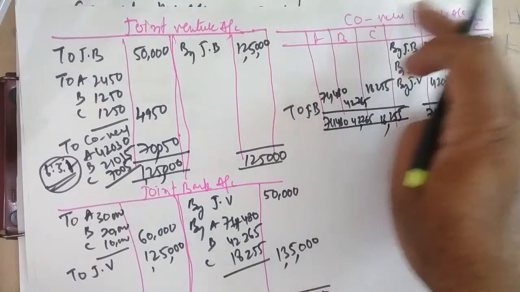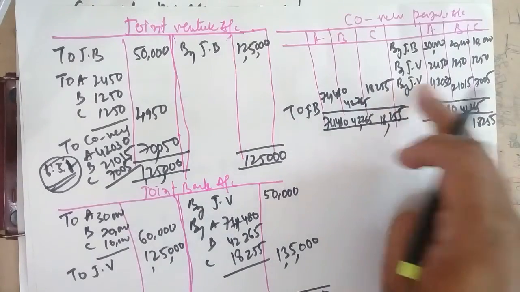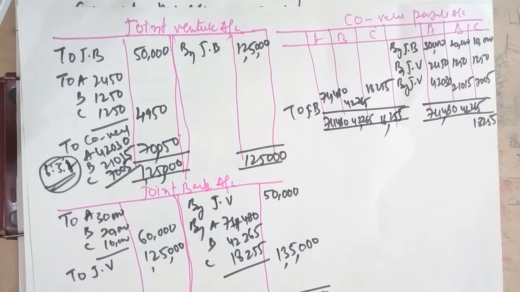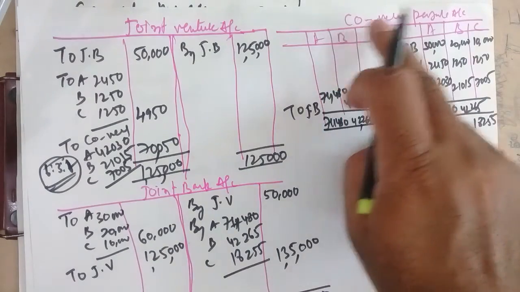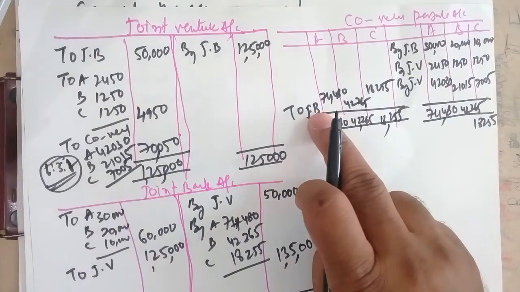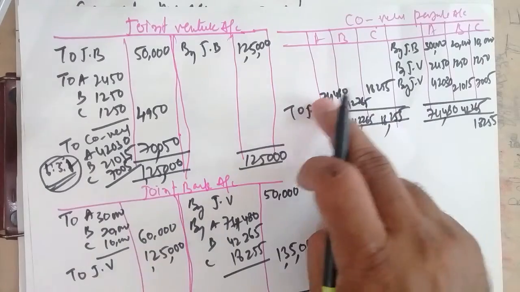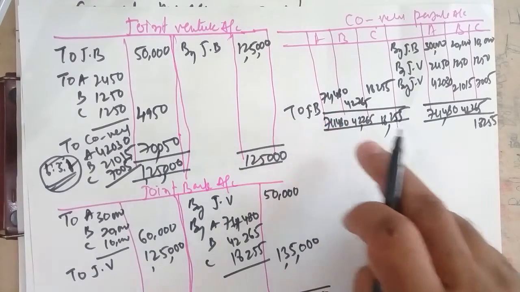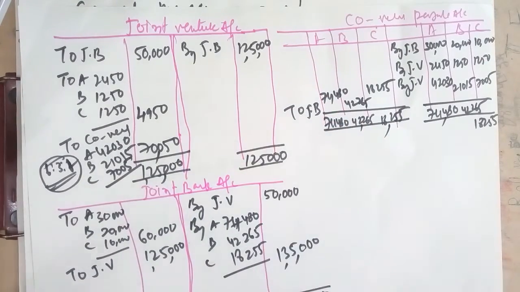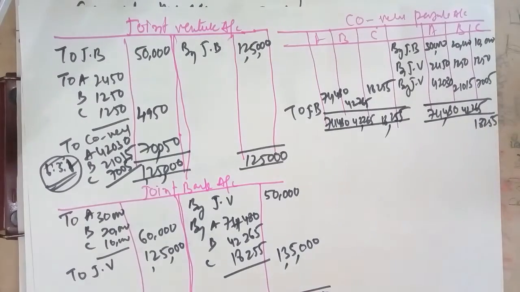Next, co-venturers personal accounts debit to joint bank, done. The entries are also done. So it is very easy to pass the journal entries. Last entry I will repeat once again: co-venturers personal accounts, A's account, B's account, C's account debit to joint bank account. Once you pass these entries, your entries are also done. So like this you need to work out the problem. We'll see one more question for better understanding.